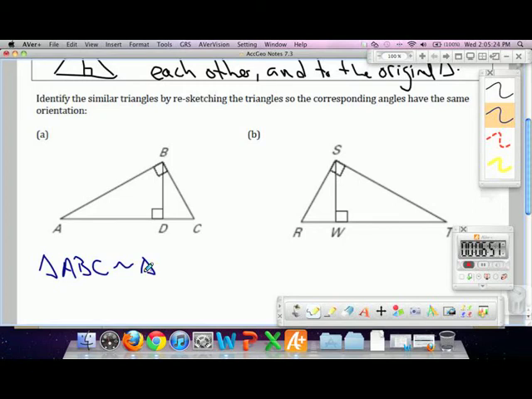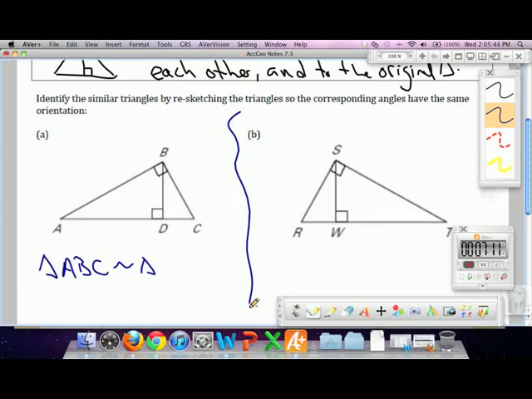These are two separate examples. Two separate examples. Okay, bring me one. Give me one. B, D, C. A, B, C is similar to which triangle?